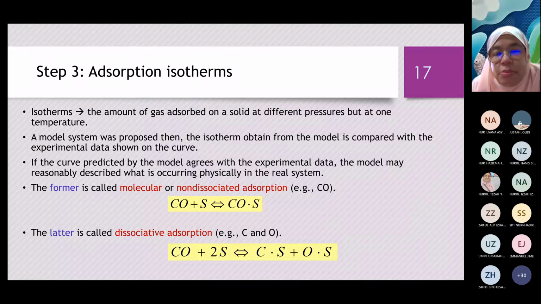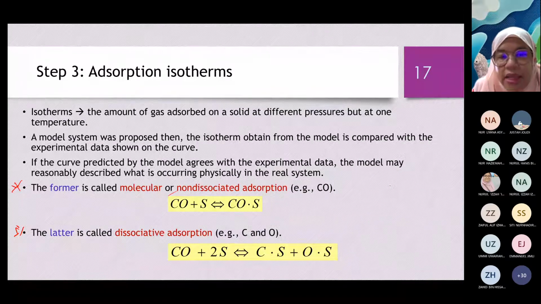If the curve predicted by the model agrees with the experimental data, the model may describe what is occurring physically in the real system. Then, how does the adsorption occur? The former is called molecular or non-dissociated adsorption. These two statements are very important. Molecular adsorption or non-dissociated adsorption, the same definition: the gas molecule adsorbs as a molecule. For example, carbon monoxide here adsorbs on the active site as CO.S.